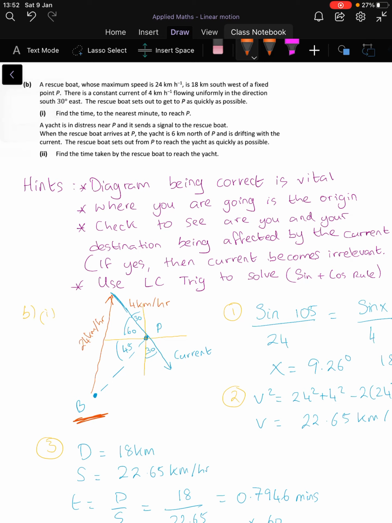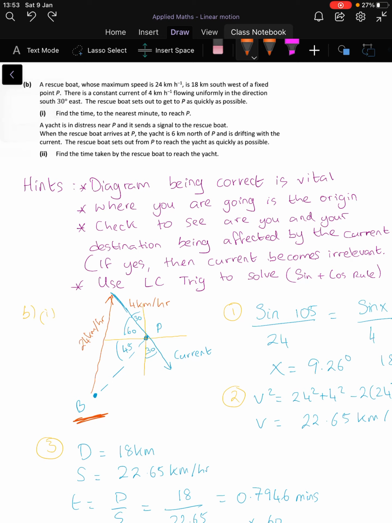It is told me here that this blue line coming straight down here is the wind, and it's going at 4 kilometers per hour. So I have its speed and it's going in the direction south 30 degrees east. So you can see I've put in my little 30 degrees in there, which means that this has to be 60 degrees because that's a right angle. I've drawn that in, and I've also labeled that 30 degrees in case I might need it. I also know that this part is 45 degrees, so I've put that angle in too.